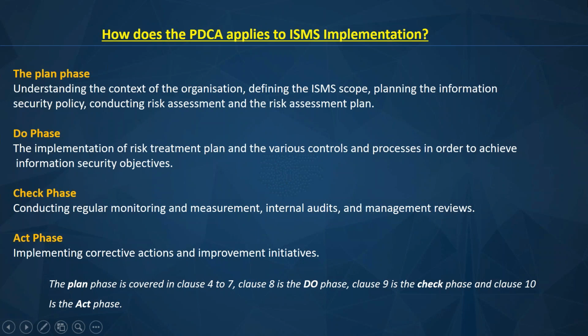Okay, so that's a procedure, that's a control there. So that's what you'll be doing in the do phase. That's where the various controls and processes are put in place to achieve information security objectives. The reason why you are putting those controls in place, implementing the risk treatment plan, is because you want to achieve information security objectives.